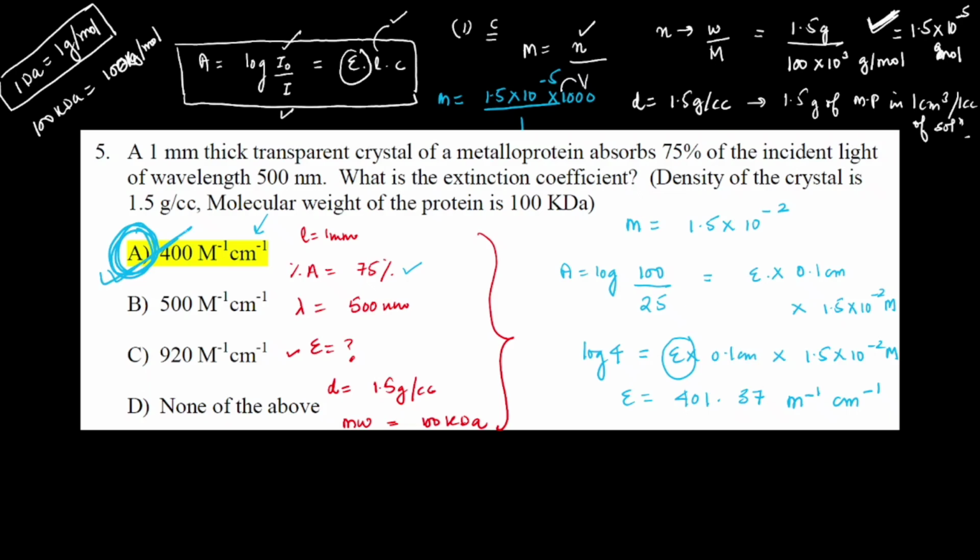So that is how we can solve this given question. It's quite easy. You should be aware of only one thing, that 1 Dalton equals 1 gram per mole, and I'm sure from now onwards you won't forget this. Okay, that is 1 Dalton is equal to 1 gram per mole. I hope I'm clear on this question.